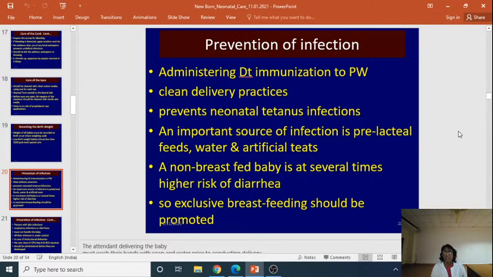Then you have to ensure clean delivery practices. The most common source of infection in the newborn is prelacteal feeds. Usually, because of the culture and the values in the family, members like to give some prelacteal feeds, but you have to ensure that they are not given to the newborn. No prelacteal feeds, no artificial teats, and no water, just breast milk. It has been seen that a baby who is breastfed has fewer chances of infection compared to a baby on artificial feeds. So exclusive breastfeeding has to be promoted.